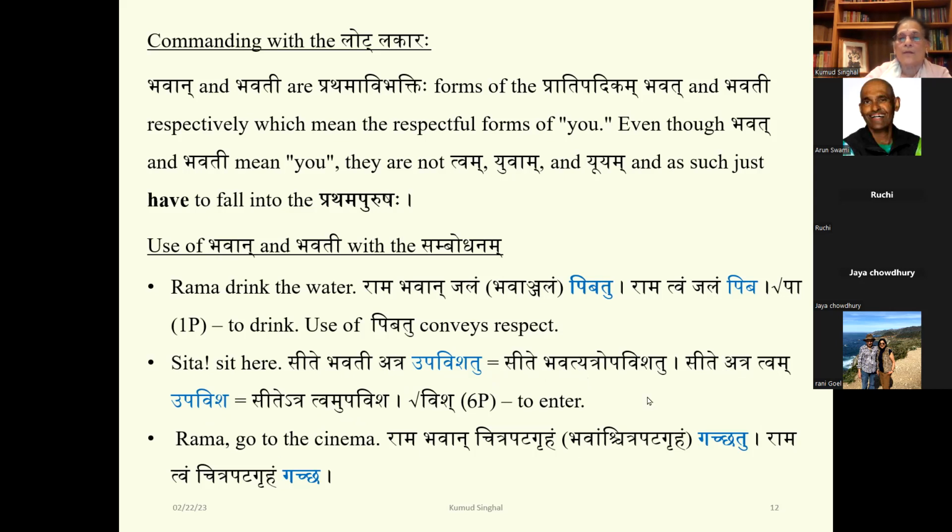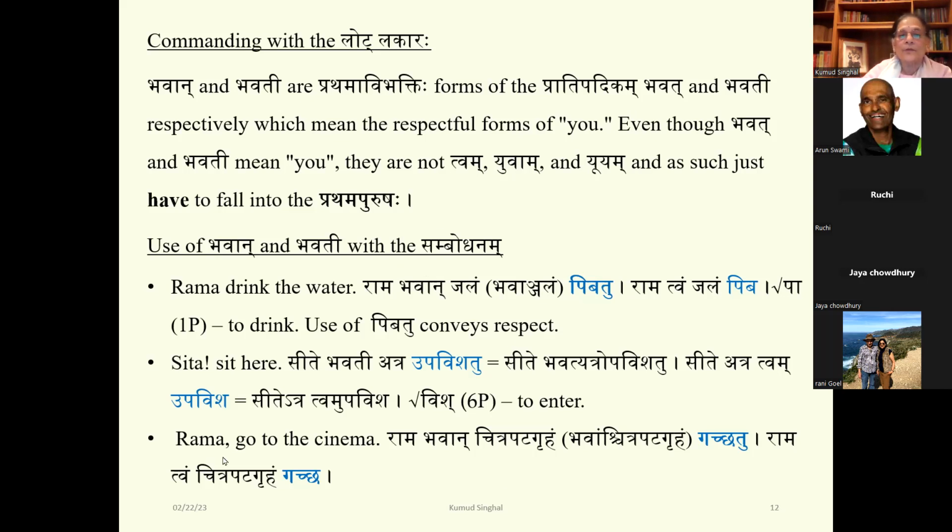You see this bhavan and bhavati used quite a bit in Valmiki's Ramayana. But if you use the prathama purusha, that means it is conveying respect. Bhavan and bhavati are used quite often.